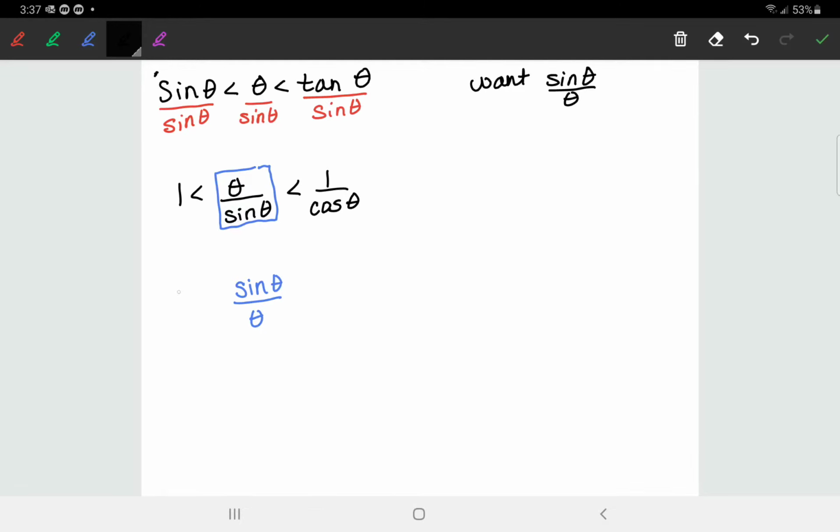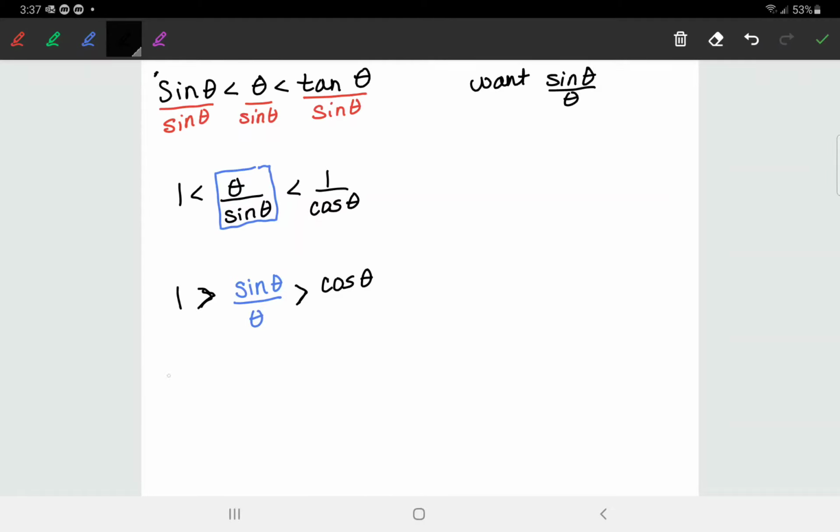So the reciprocal of 1 is 1. The reciprocal of 1 over the cosine is just the cosine of theta. But when you do this with inequalities, you have to make sure that you flip the inequality symbols. But that's all we need to do. So now let's apply the squeeze theorem.